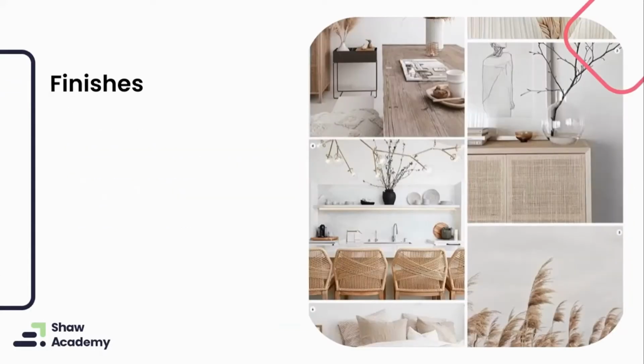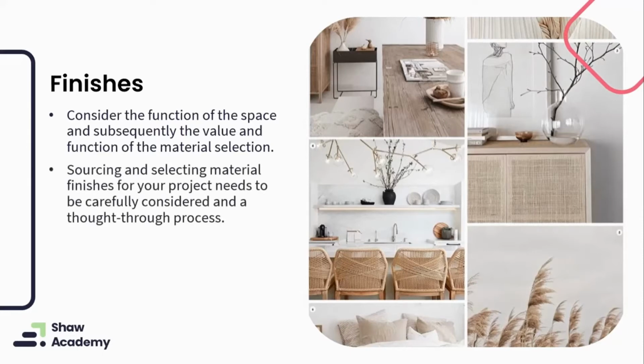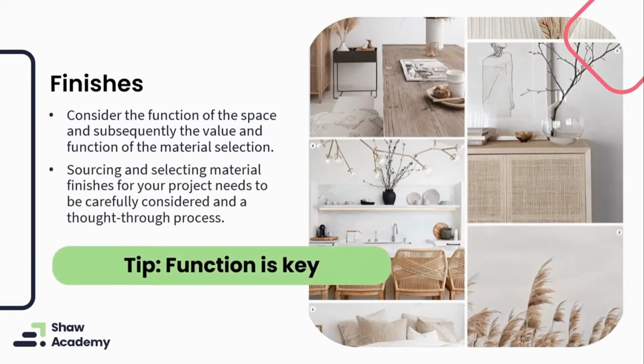When starting the process of choosing or sourcing interior finishes for your project, there are so many factors to consider. Many finishes are generally chosen because they are functional. Here we start to see the value of function over aesthetics. So when selecting finishes for your project, you need to consider the function of the space and subsequently the value and the function of the material selection. Sourcing and selecting material finishes for your project needs to be carefully done. So really think about what finishes are going into the space and how that space is going to utilize those finishes.